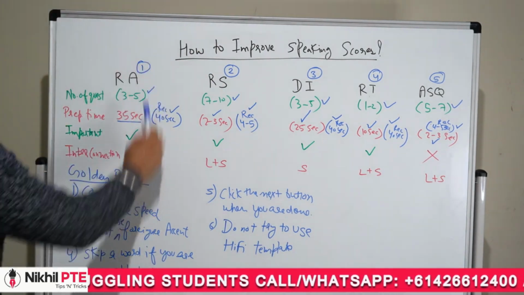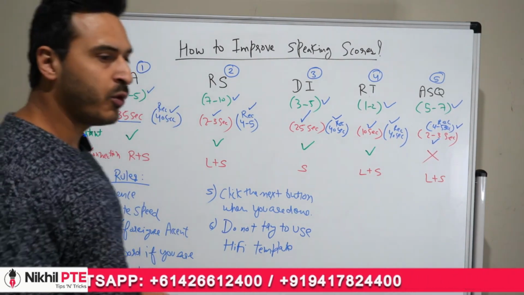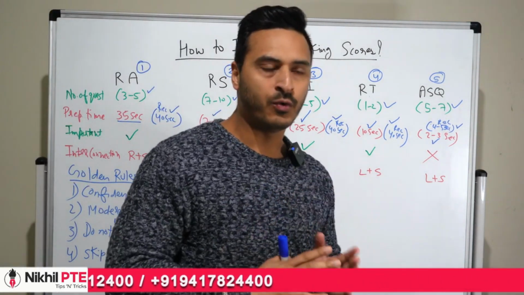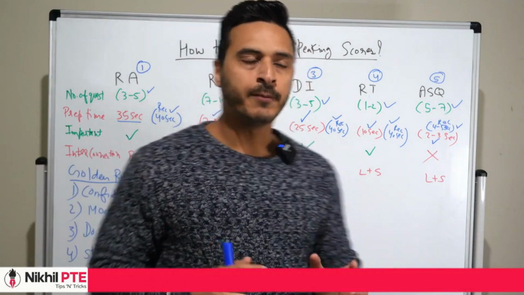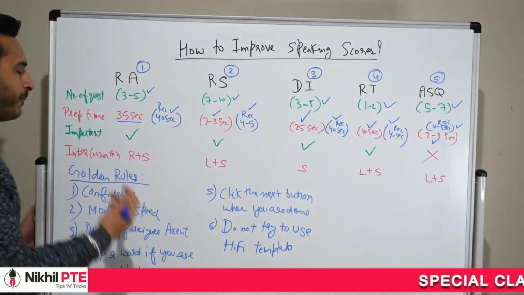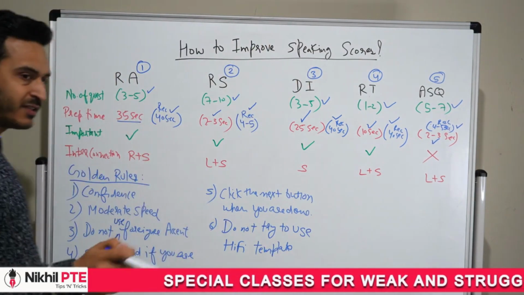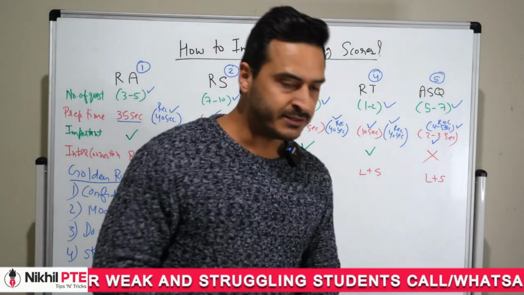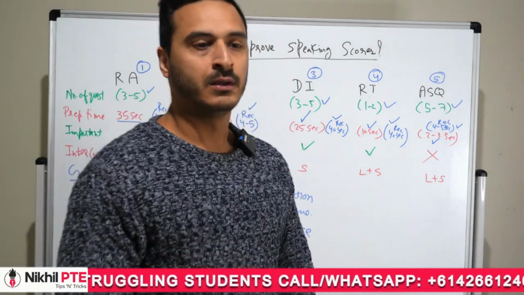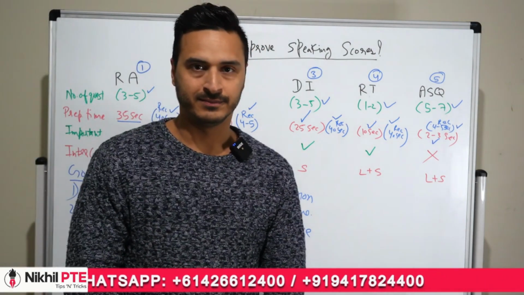Now I am going to cover read aloud first. In the case of read aloud, as I told you, you have a passage in front of you and you have 35 seconds. Read the passage very carefully. Then, if you are not able to speak a particular word, just skip it and click the next button. Repeat sentence: this is the most difficult part in PTE speaking, as many students think.